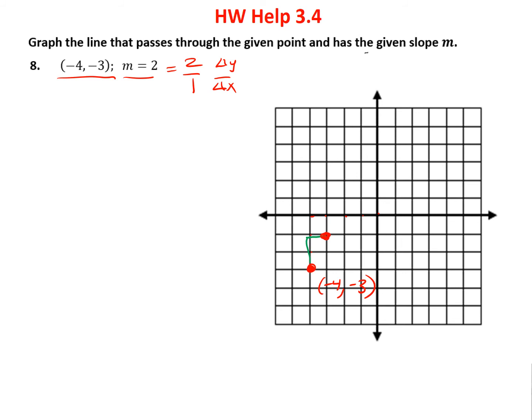Now, because I don't have a ruler here, I'm going to go ahead and kind of sketch out where we're going to go next. If I go up 2 and over 1, there will be a point. Up 2, over 1. I can even go down 2 and back 1. And that helps me draw my line straighter since I don't have a ruler. And there's our graph.